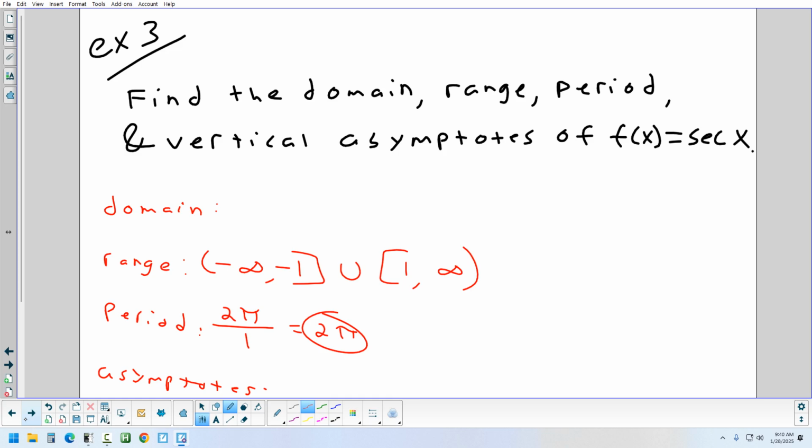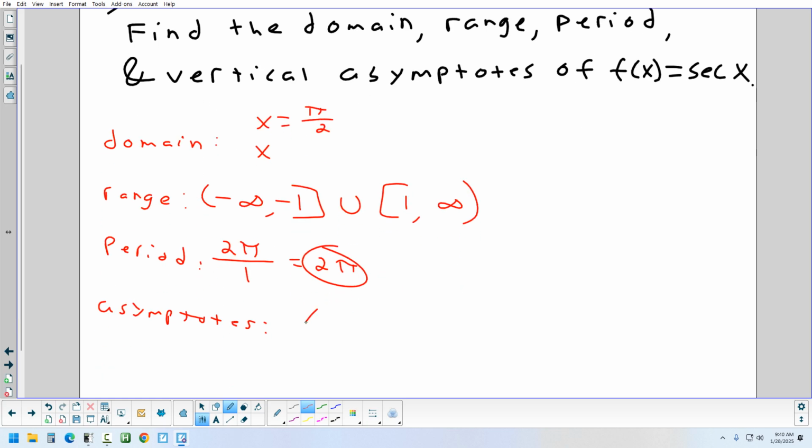Well, if we do that, x equals pi over 2. Oops, don't write them under domain though. X equals pi over 2. X equals 3 pi over 2. And now solve for x. Well, there's no transformation, so there's nothing to solve for in this step.